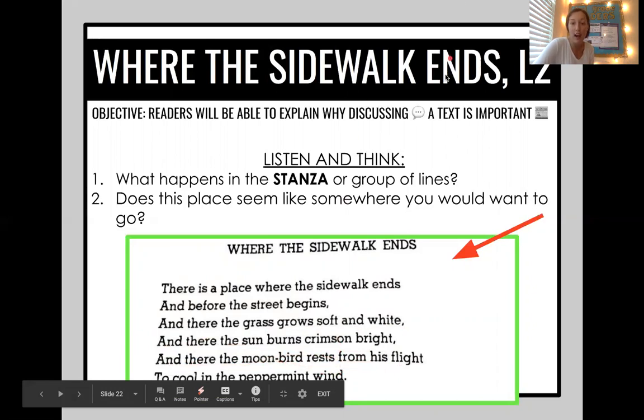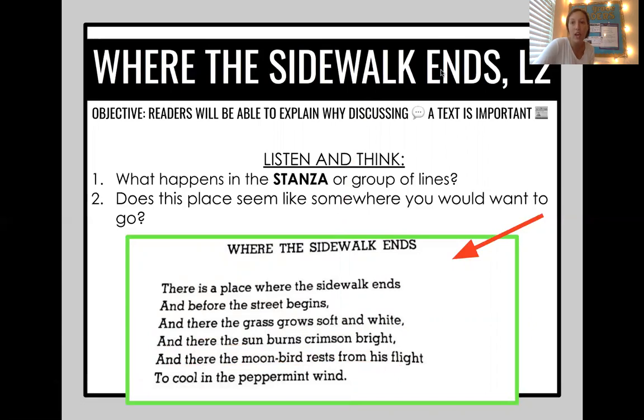Alrighty, we're going to pause there. I'm going to get my highlighter ready, and we're going to start with our who words, which we're highlighting in pink. There is a place where the sidewalk ends, and before the street begins, and there the grass grows soft and white, and there the sun burns crimson bright. So far, we don't have any who words, no names or pronouns, and there the moonbird rests from his flight to cool in the peppermint wind.